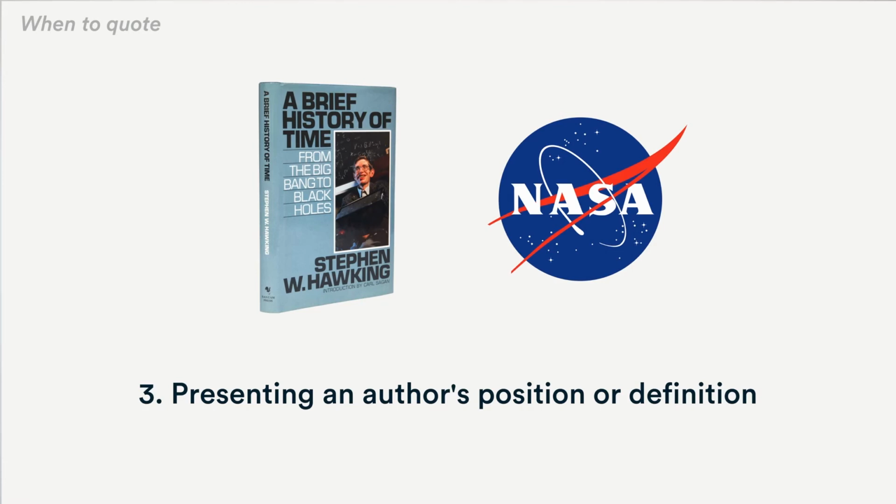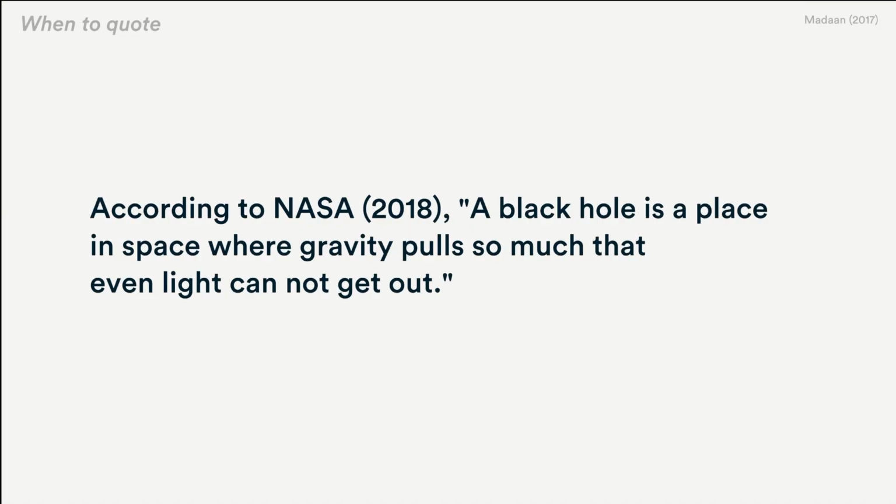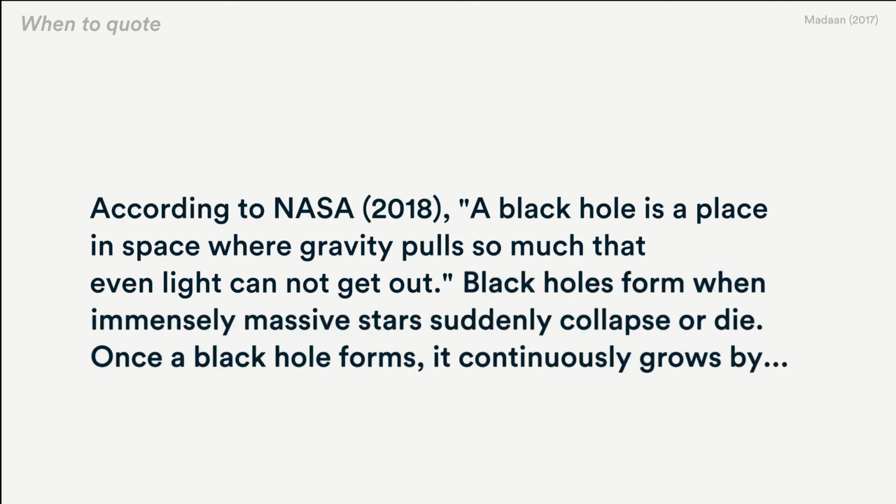Number 3, presenting an author's position or definition. You can quote to show that your point is supported by an authority on a topic or to critique a position that you disagree with. For example, you found a sentence that perfectly sums up a theory of your topic, so you quote the author before elaborating on your understanding of that theory.